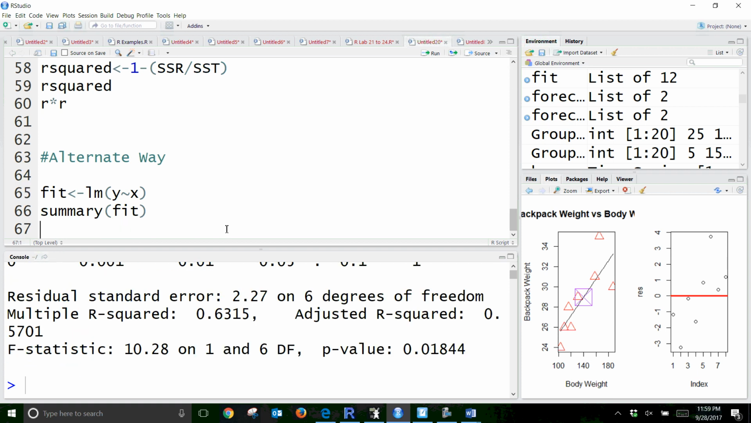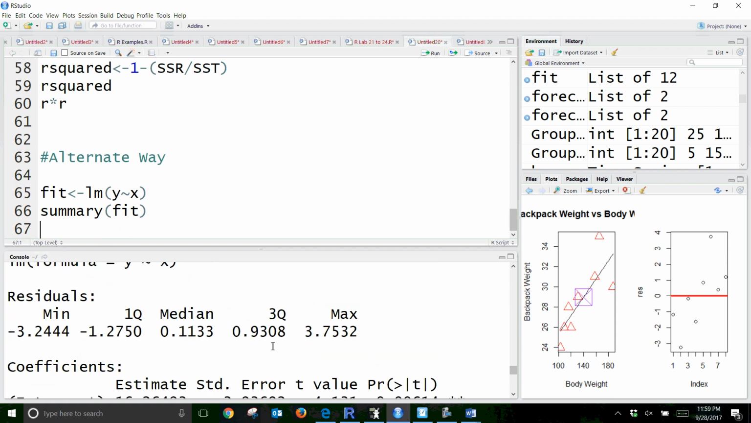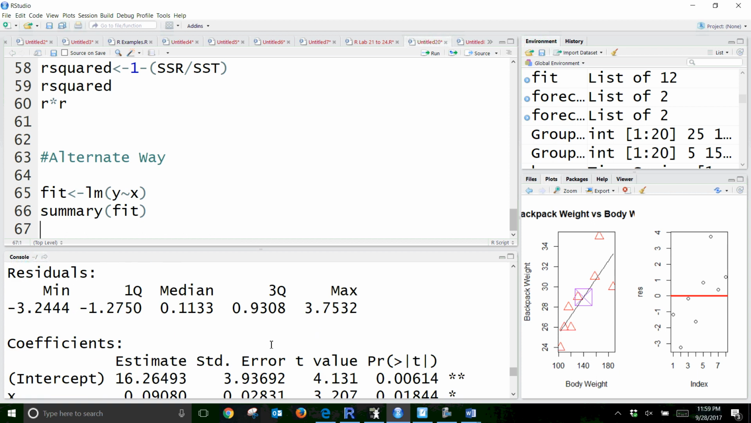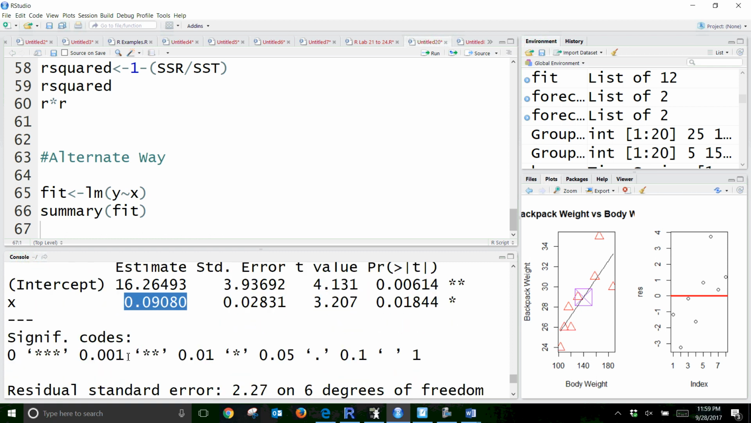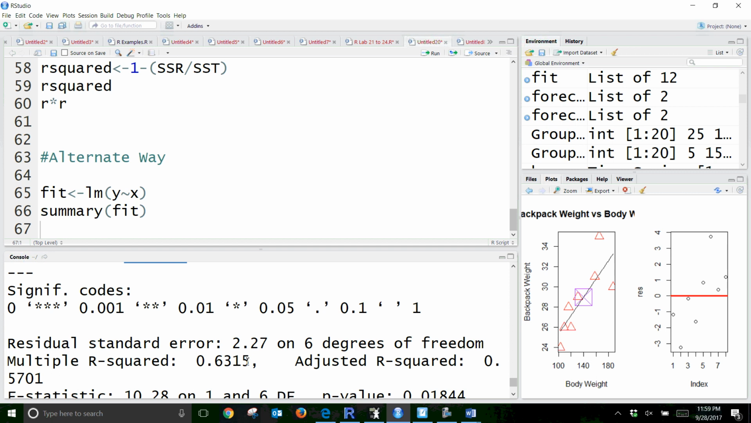I get a bunch of information here. Let me scroll up. The things I'm really interested in right now are the coefficient intercepts, which is B, and then our slope, which is X. So notice this matches up with what we calculated. The other thing I want to show is the R squared, and this is exactly what we calculated as well.